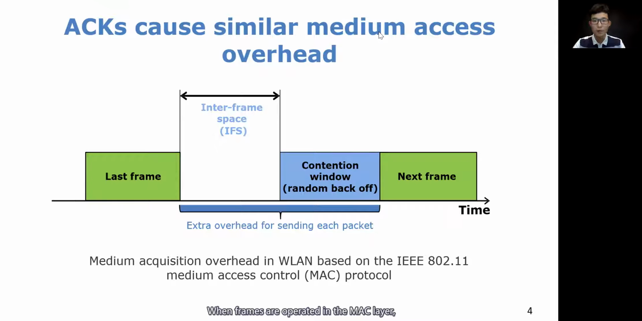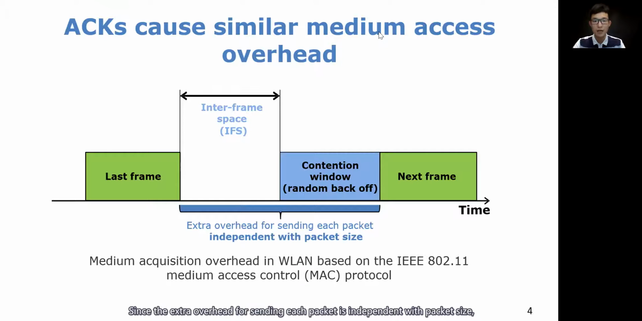When frames are operated in the MAC layer, the time period including the inter-frame space and a random backoff period is the extra overhead between completion of the last frame and the starting of the next frame. Since the extra overhead for sending each packet is independent of packet size, ACKs cause almost a similar medium access overhead despite the much smaller size. As a result, the internal interference between data packets and ACKs is non-negligible.